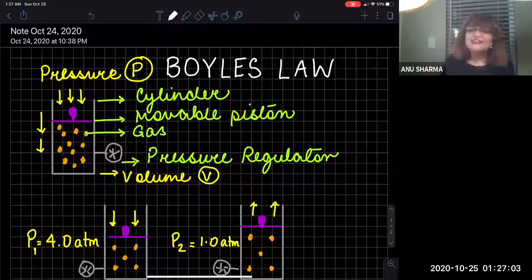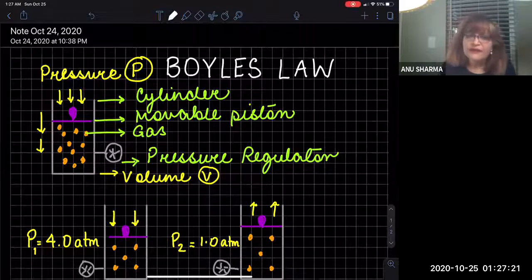Hi guys. So we are going to be doing some problems that relate to Boyle's law. In Boyle's law, we study the relationship of pressure and volume. As you increase the pressure, the volume decreases, and as you decrease the pressure, the volume increases.